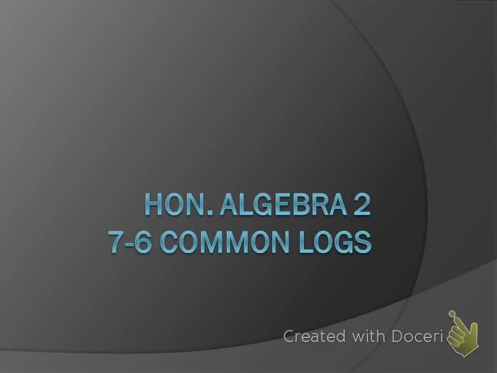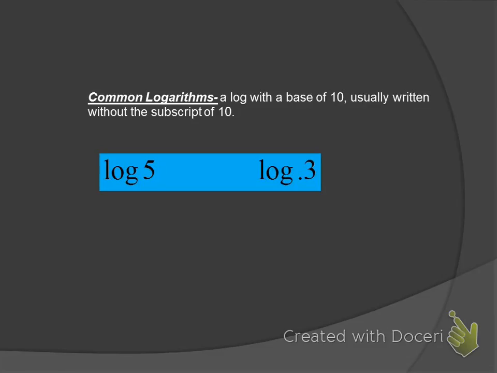Alright guys, this video is for Honors Algebra 2. It is 7.6, which is common logs. What a common log is, it's basically a log with a base of 10. So we've been working with different bases throughout the chapter on your logarithms. This is when you have a common log. It's a base of 10. It's usually written without the subscript of 10. So if you look here, you've got a couple examples, log of 5 and log of 0.3.